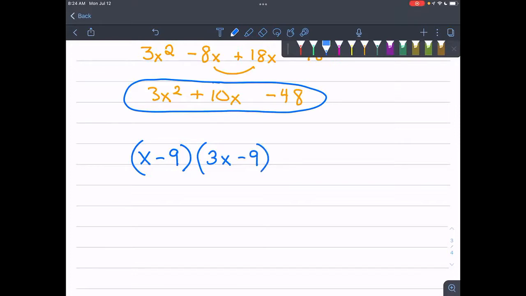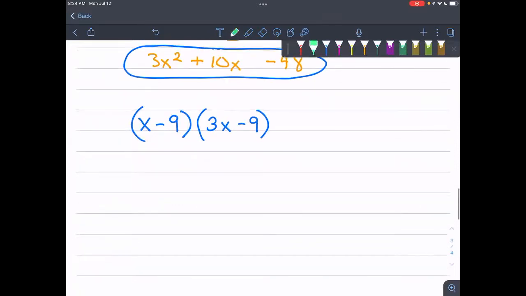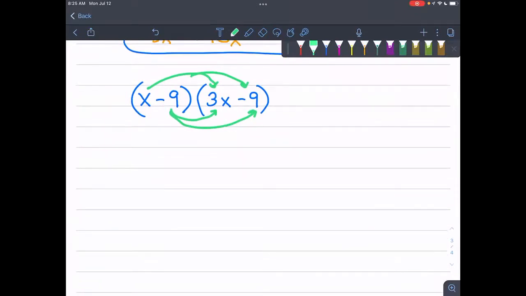Okay, just wanted to do a little bit more with negative numbers. So x minus 9 times 3x minus 9, multiplying polynomials. We're going to take this first x and multiply it times everything in the second parentheses. So x times the 3x, x times the negative 9. And then after we do that, we're going to do the same thing with the negative 9. We're going to multiply it times 3x, multiply it times negative 9. Make sure you distribute the signs.